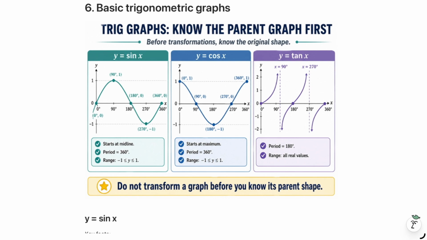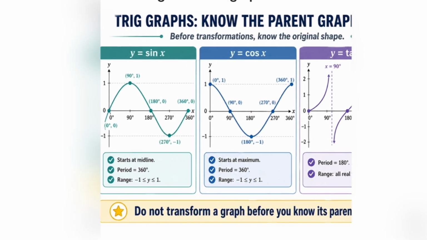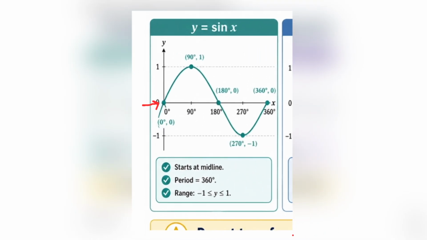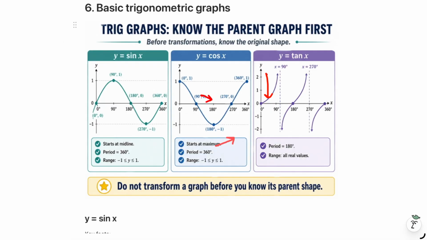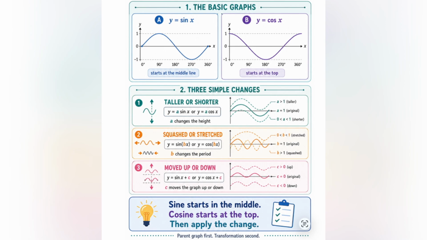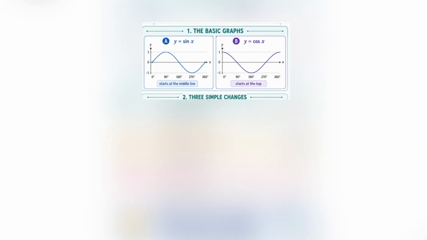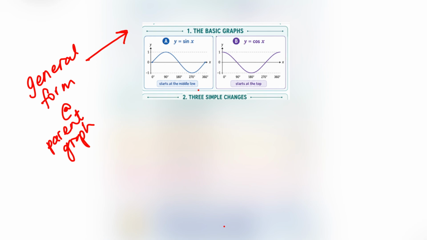Let's start with the parent graph. Now for sine, the key pattern is the midline, the maximum, the midline, the minimum, and the midline. So these 5 points are enough for an exam sketch. Let's focus on these 5 points. This is the idea from the transformation section. First, you need to know the general form, then only you can transform it.